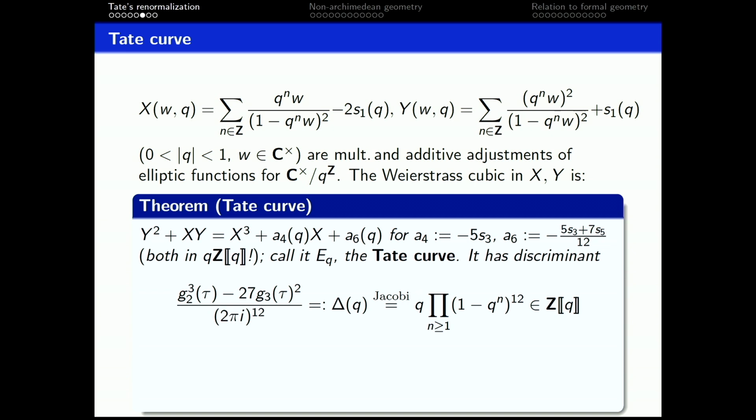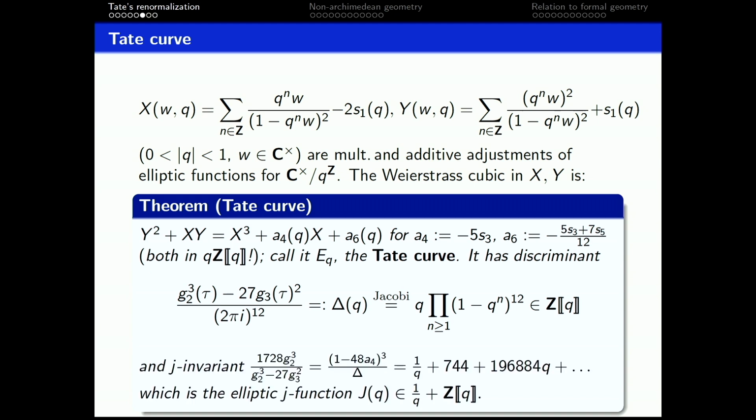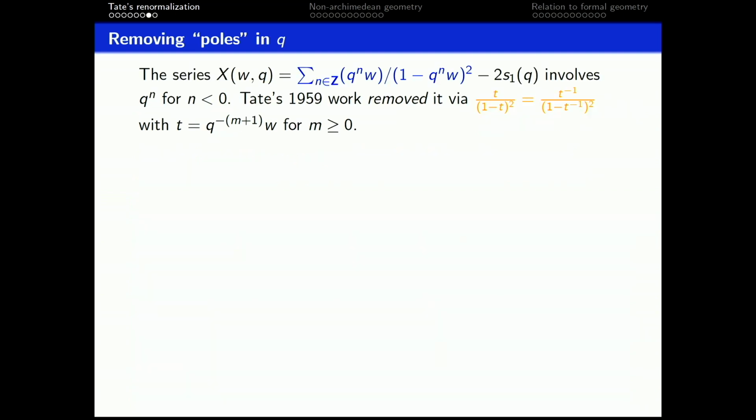And then one can calculate, of course, as Tate knew well, this has a particular discriminant, which is the classical discriminant function. Again, everything is integral. And its j invariant is also an integer series as well. So when you write everything in terms of capital X and capital Y, everything gets cleaned up in this really nice way. Fantastic.